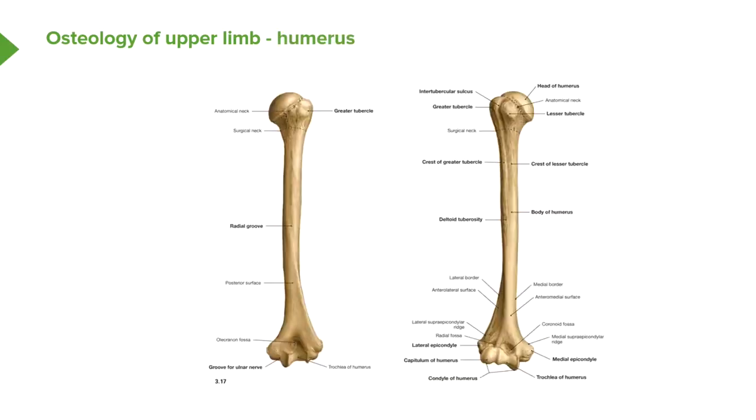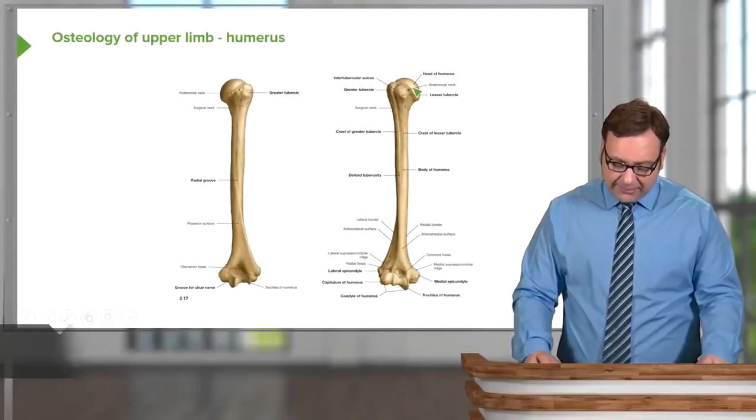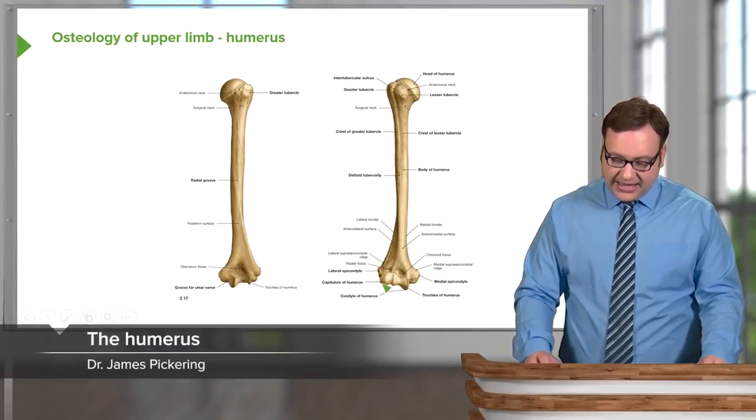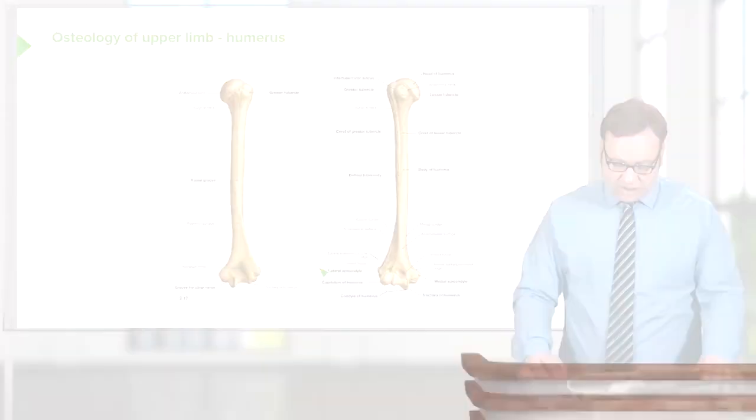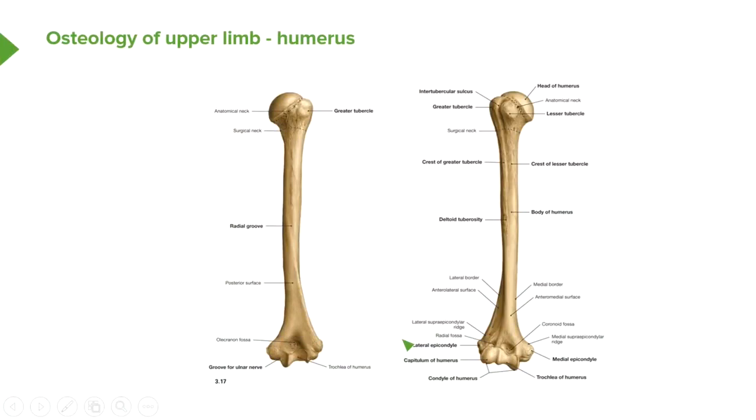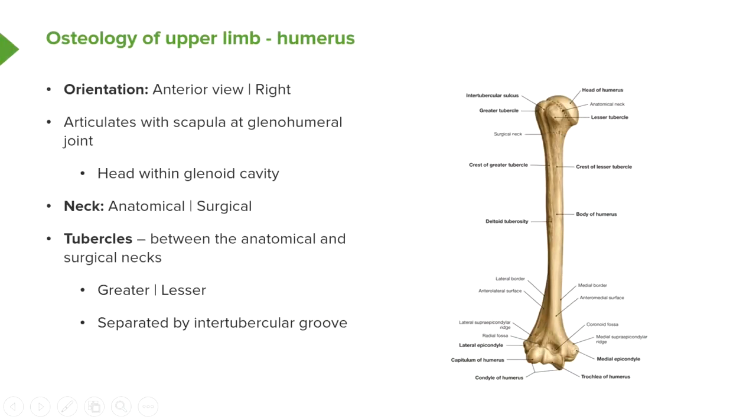Now let's move to the humerus, this long bone that sits within the arm of the upper limb. It attaches proximally via the head of the humerus to the scapula and articulates distally at the elbow joint with the ulna and the radius. So here we can see both an anterior and a posterior view on the slide. Let's look at this in more detail.